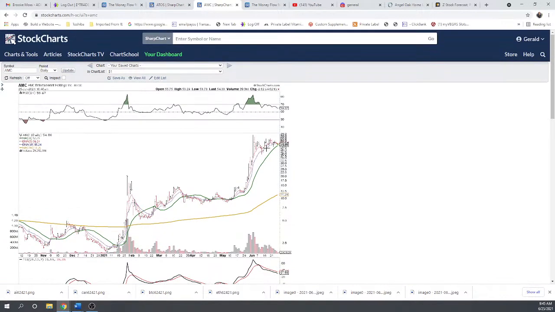What is the purple indicator? That is the histogram of the MACD. That is a histogram of the MACD.